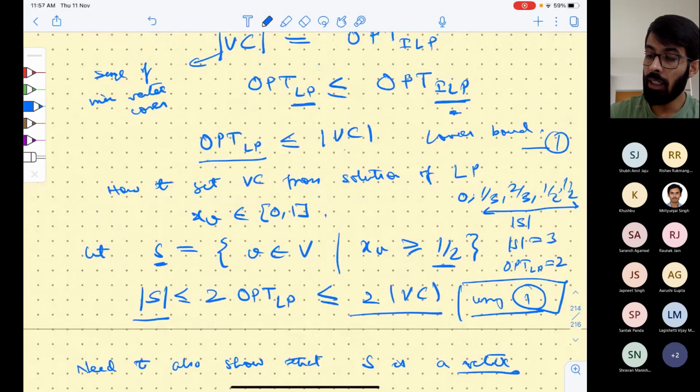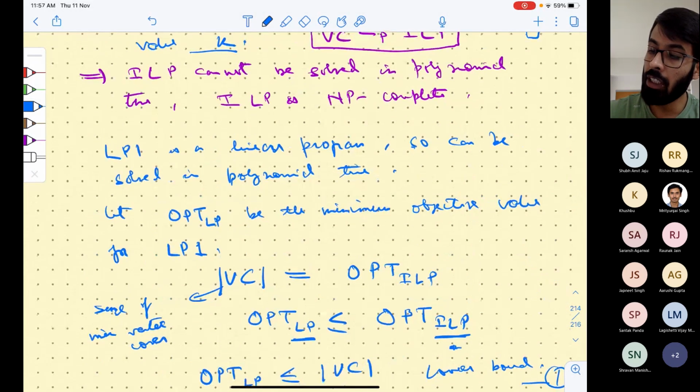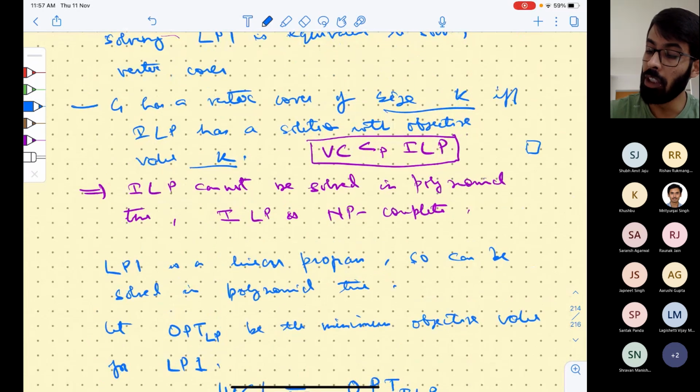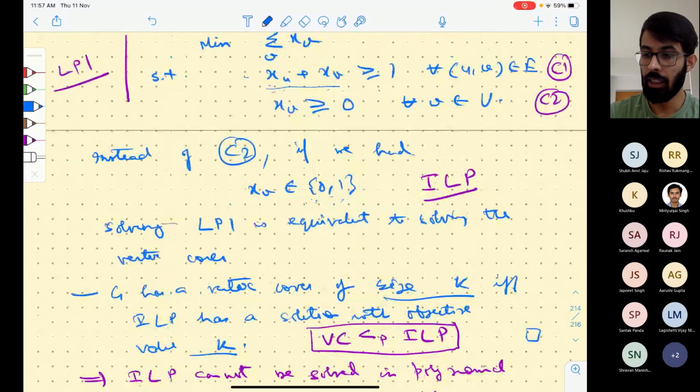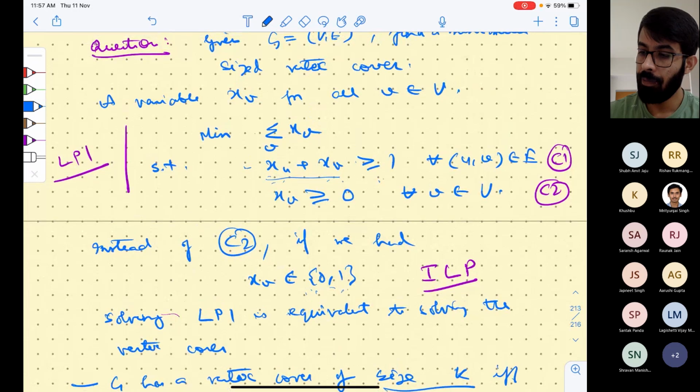So any questions about this? You should try and see this. I mean, this is not very hard. Why, if we just ask the values to be 0, 1, then the problem is exactly vertex cover. It is a reduction. It's a proper reduction. Okay.